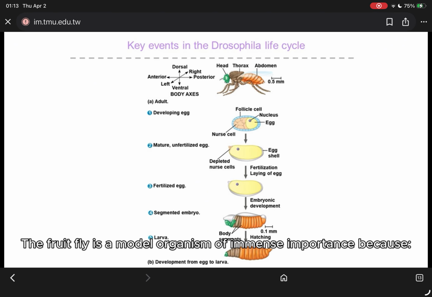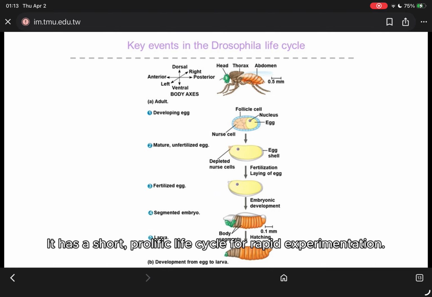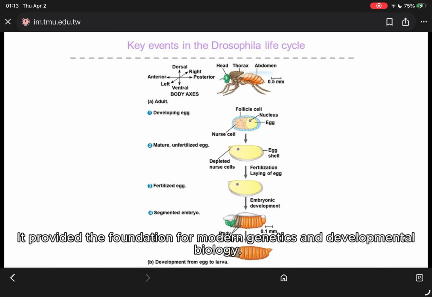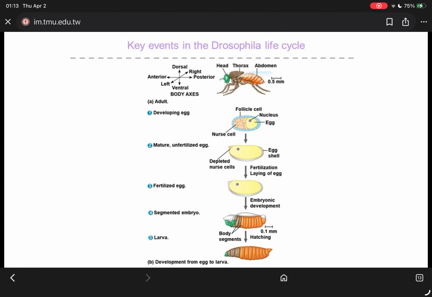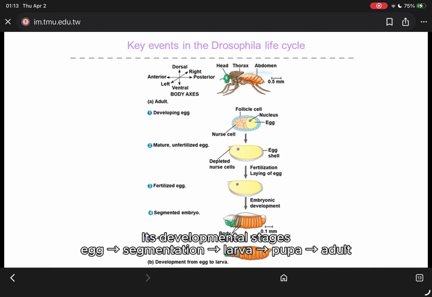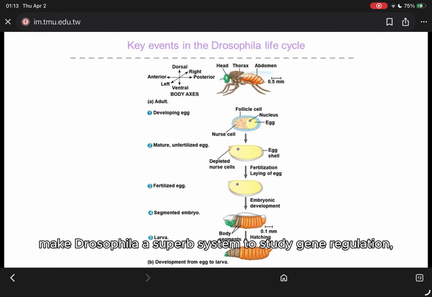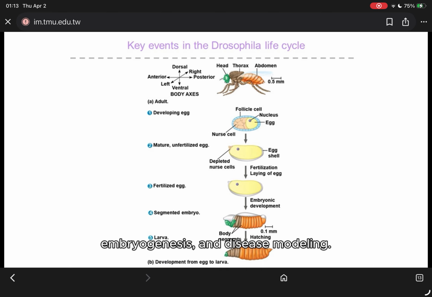Summary. The fruit fly is a model organism of immense importance because its genome shares strong conservation with human disease genes. It has a short, prolific life cycle for rapid experimentation. It provided the foundation for modern genetics and developmental biology. Its genetic toolkit, Gal4 UAS, RNAi, CRISPR, etc., is among the most powerful in biology. Its developmental stages, egg, segmentation, larva, pupa, adult, make Drosophila a superb system to study gene regulation, embryogenesis, and disease modeling.